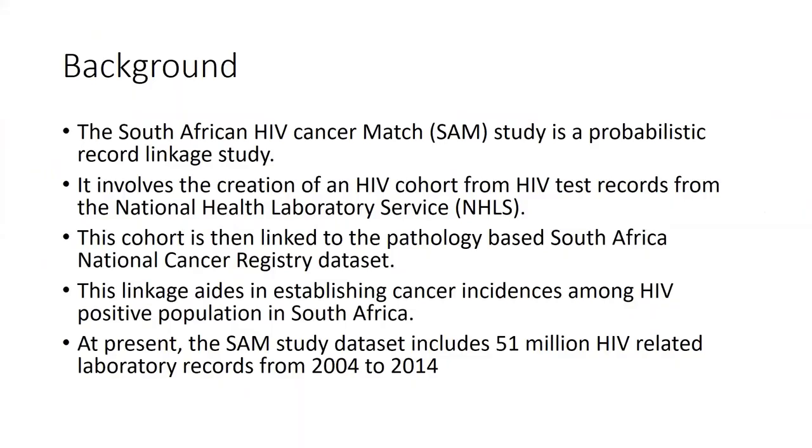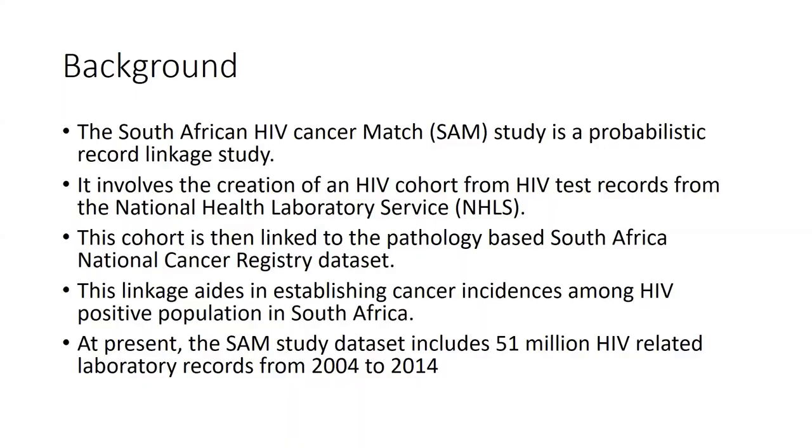So I'll start by giving a little bit of background to this study. The South African HIV cancer match study, SAM study, is a probabilistic record linkage study. It involves creation of an HIV cohort from HIV test records from the National Health Laboratory Service. This cohort is then linked to the pathology-based South African National Cancer Registry dataset. So this linkage aids in establishing cancer incidence among HIV positive population in South Africa.